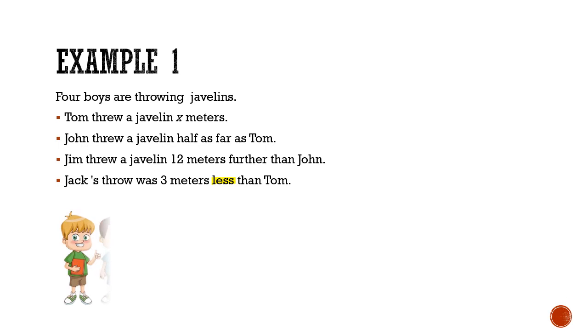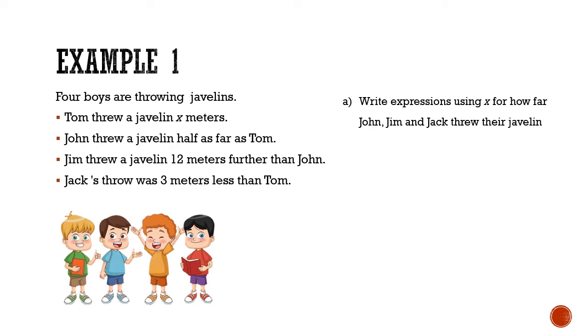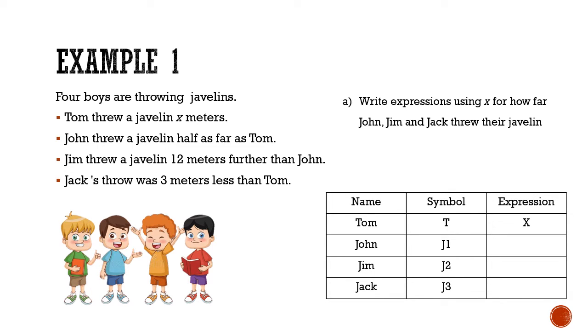Okay, so the four boys, we have Tom, John, Jim, Jack. The first problem is we need to write expressions using X for how far John, Jim, and Jack threw their javelin. So we have here a simple table. We have the names Tom, John, Jim, and Jack, and the symbol. We will be using these in the next examples. For the symbol, we use T, which represents Tom. We use J1, which means John, J2, which means Jim, and J3, which means Jack. So can you complete the table?